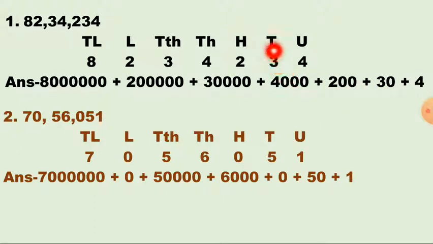3 is at tens place, so we will write here 30, as one value is left, so we will add 1 zero here, plus 4. At unit place 4 is there, so we will write 4 as it is because there are no other values after unit. So this was the expanded form of 82,34,234.